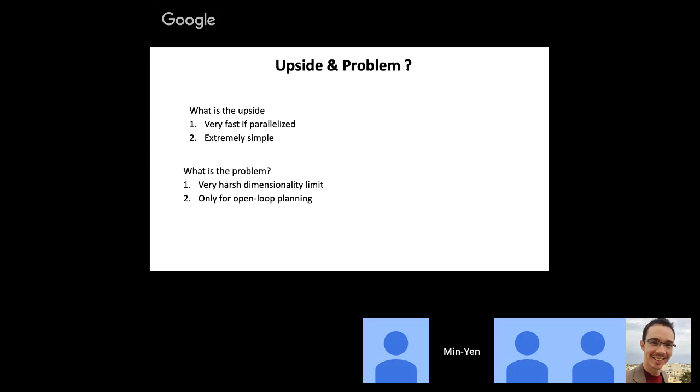But why is it the case that it's only for open loop planning?